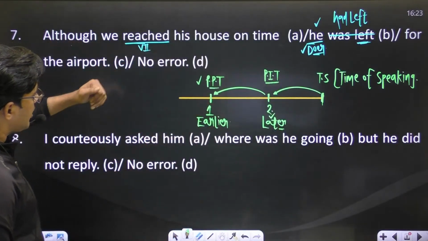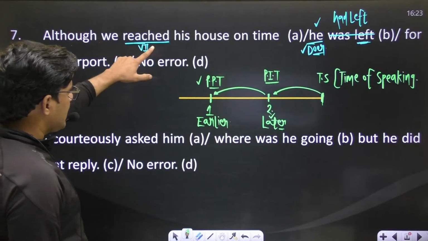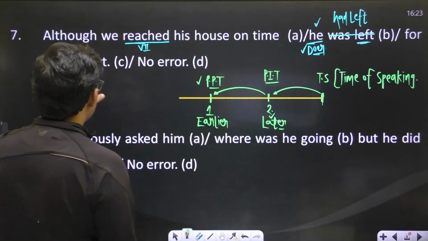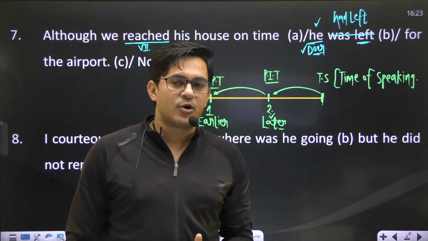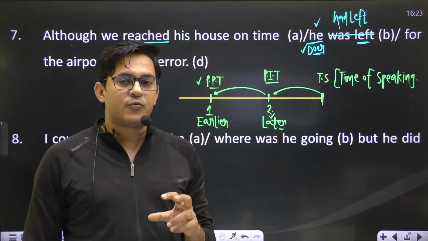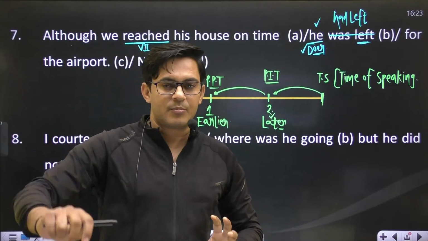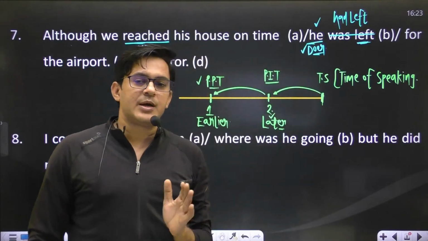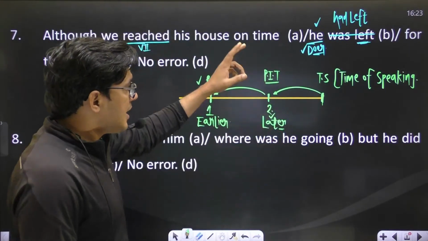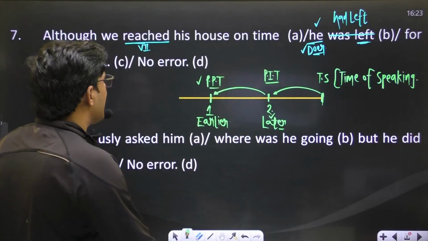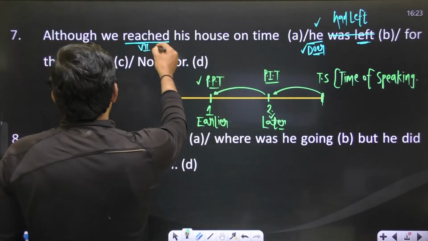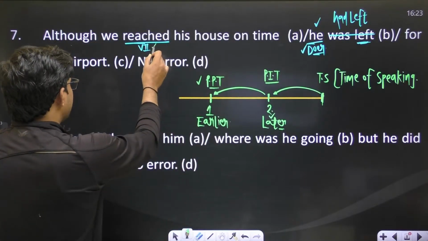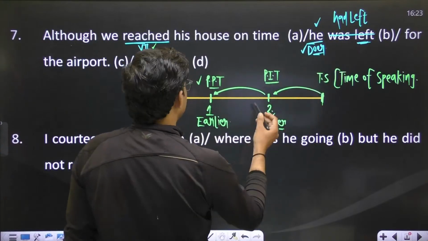So if you apply the same thing to the sentence, although we reached his house on time, he had left for the airport. It means the first action, leaving for the airport, happens earlier, and the action which happens earlier comes under past perfect tense. That's why I have used had left. And the action which happens later comes under past indefinite tense. Another concept is also that if the first is in past, the second will also be in past tense.